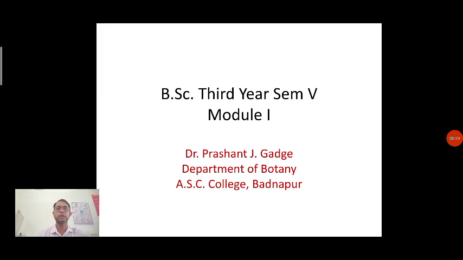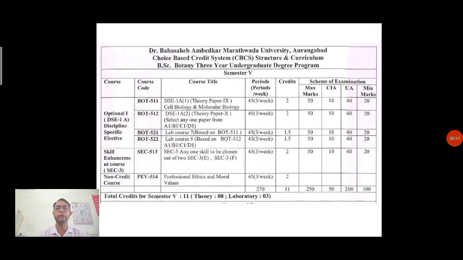Now, as we know, we have different inclusions in our syllabus. So this syllabus of third year 5th semester also has a core subject, and that core subject is nothing but cell biology and molecular biology. And the second core subject is one that we have to select from the given list. So in this part we are going to discuss cell biology and molecular biology as the first core subject, or a discipline elective subject we can say. And this is option 1 of these two different theory papers.